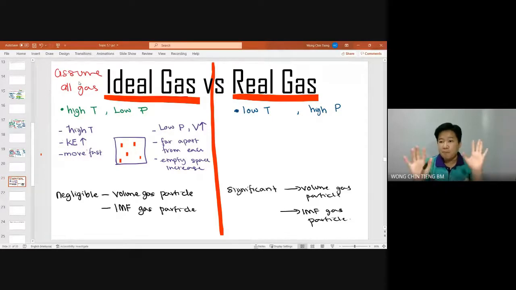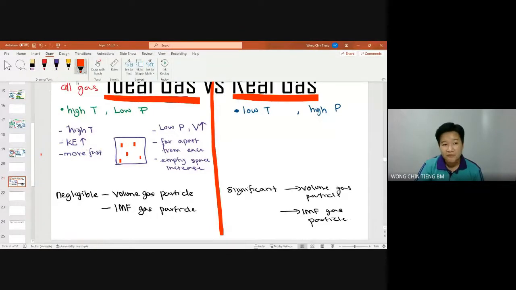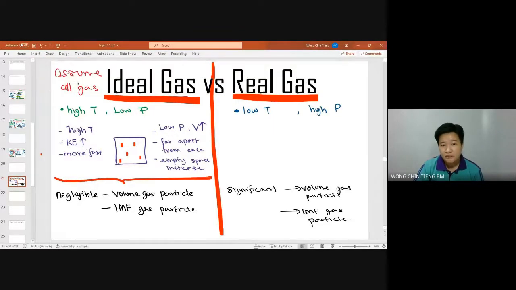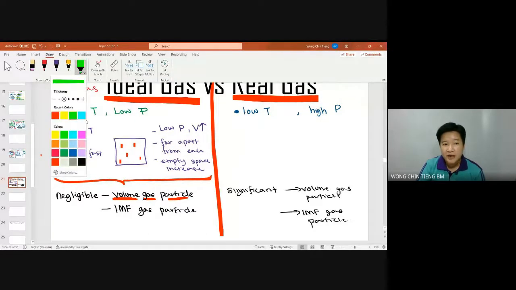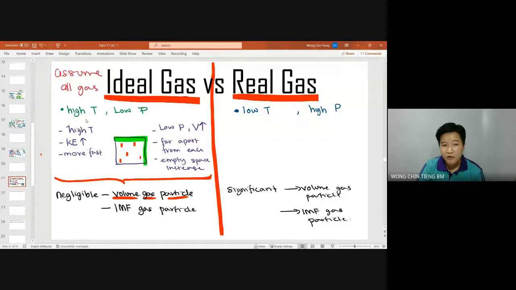Just imagine right now, both of them combine. When both of them combine is where you have this negligible condition. Why the volume of the gas particles will be negligible in this container? Because I have such a huge container. I have this entire container for my gas to move around. So when I have this big container with a high kinetic energy, moving very fast, and I will be able to sit very far apart from each other with a lot of empty spaces.